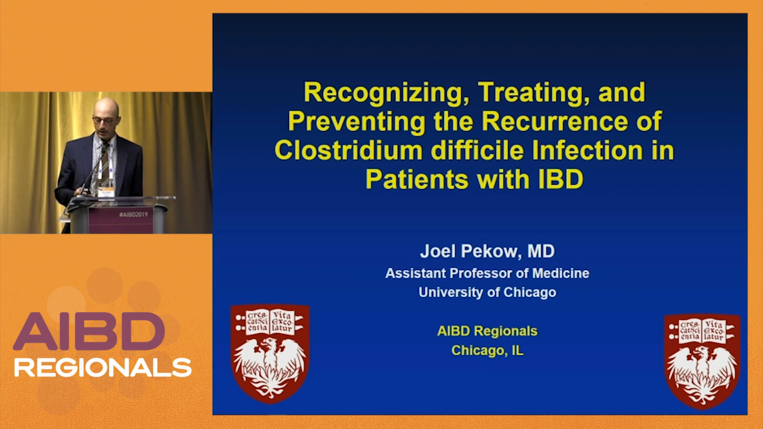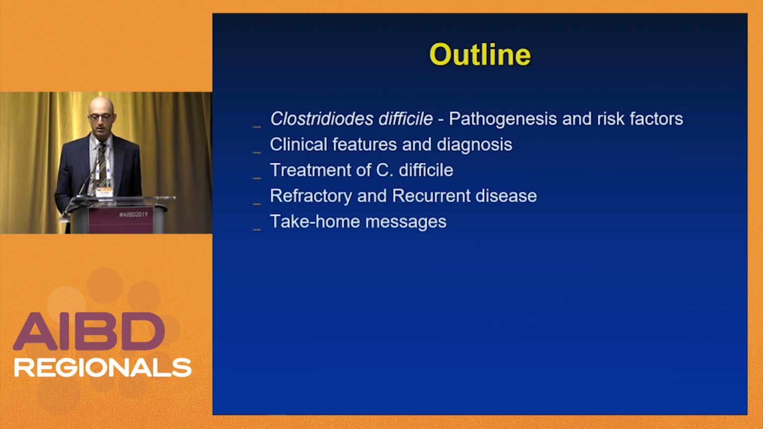I do want to acknowledge Ashwin and Krishnan who started these slides for me, and I made some amendments to them. So what I'm going to do is talk a little bit about the pathogenesis and risk factors of C. diff, just briefly, and then go into clinical features and how we diagnose C. diff, and then we'll go into treatment of primary C. diff infections, as well as refractory. And we'll spend a fair amount of time talking about recurrent C. diff, as this is a major challenge in our patient population. And then we're going to finish up by talking about some key points to remember from this discussion.